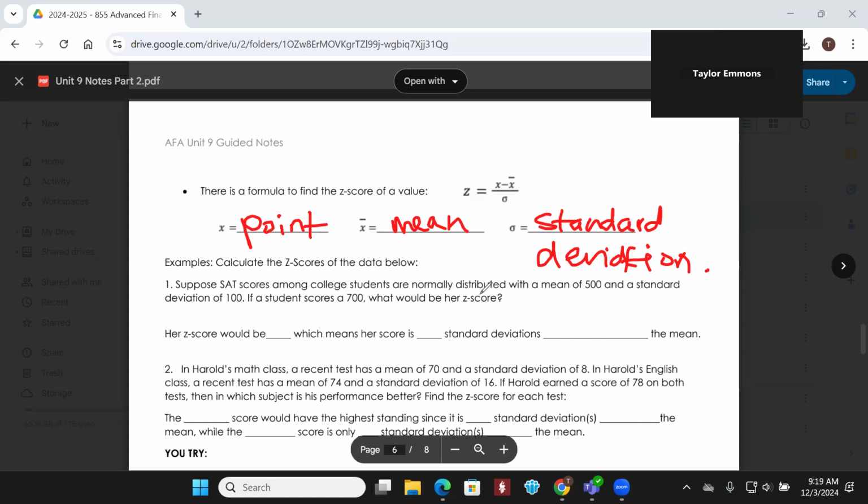All right, so we're going to use this example. Suppose SAT scores among the college students are normally distributed with a mean of 500 and a standard deviation of 100. If a student scores a 700, what would be her z-score? So you're going to take 700, subtract the mean, and divide by the standard deviation. 700 minus 500 is 200. 200 divided by 100 is 2. Her z-score would be 2, which means her score is 2 standard deviations above the mean.